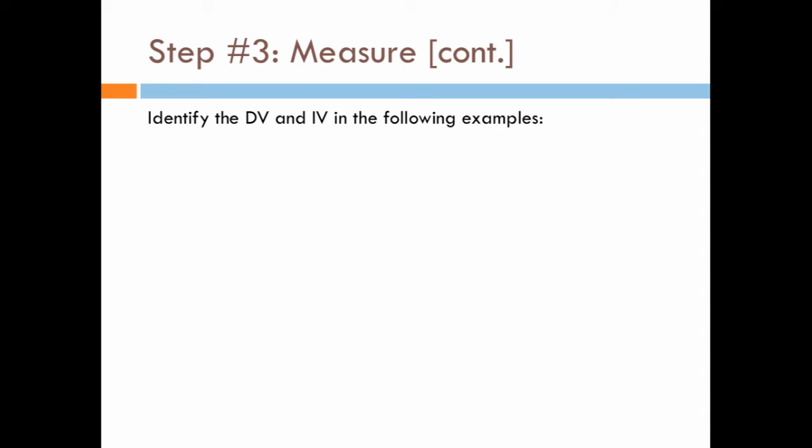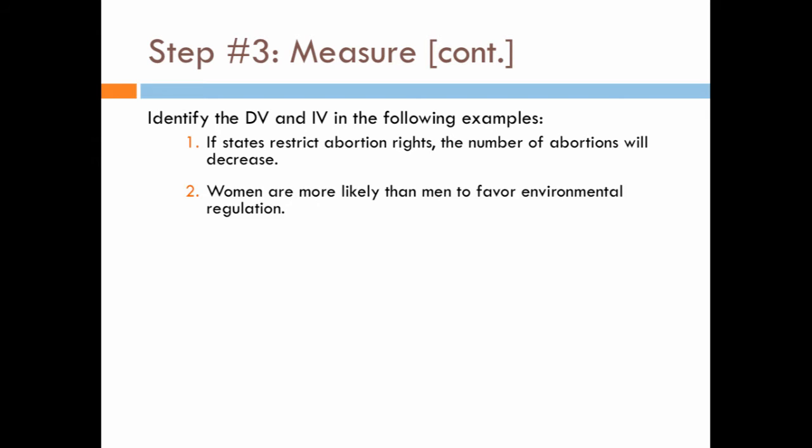All right, I'm going to read you a few statements, and I want you to, again, pause the video and take time to identify the dependent and independent variables in the following 5 examples. If states restrict abortion rights, the number of abortions will decrease. Women are more likely than men to favor environmental regulation.